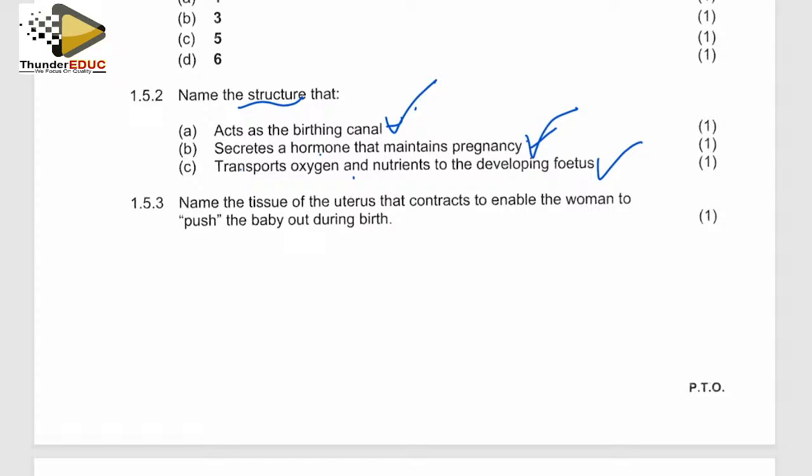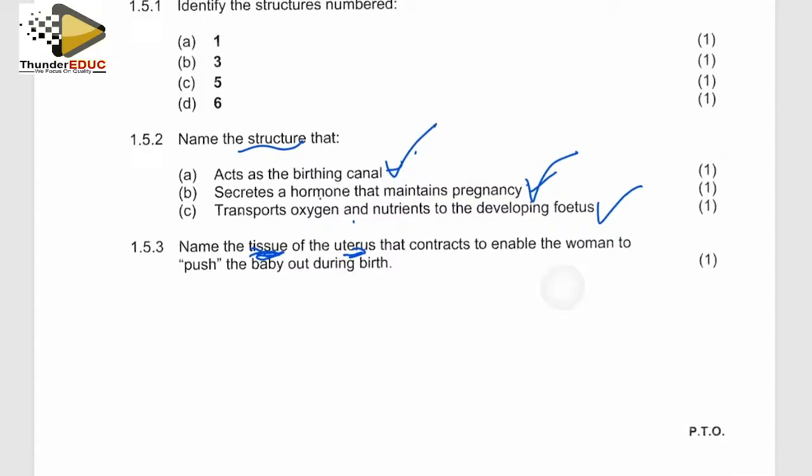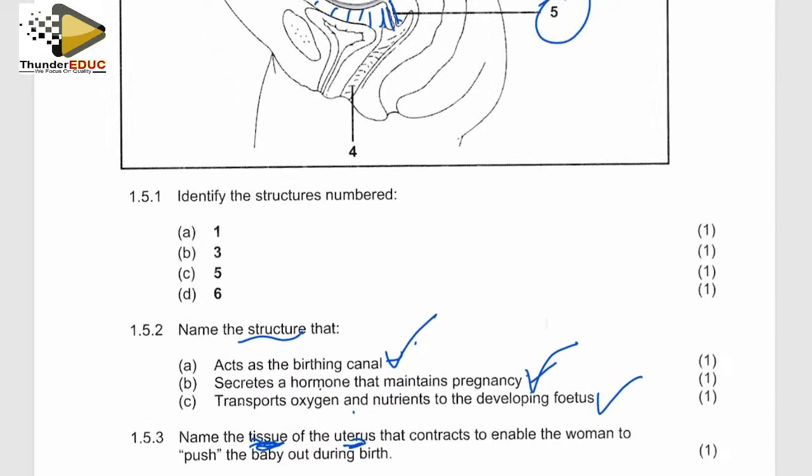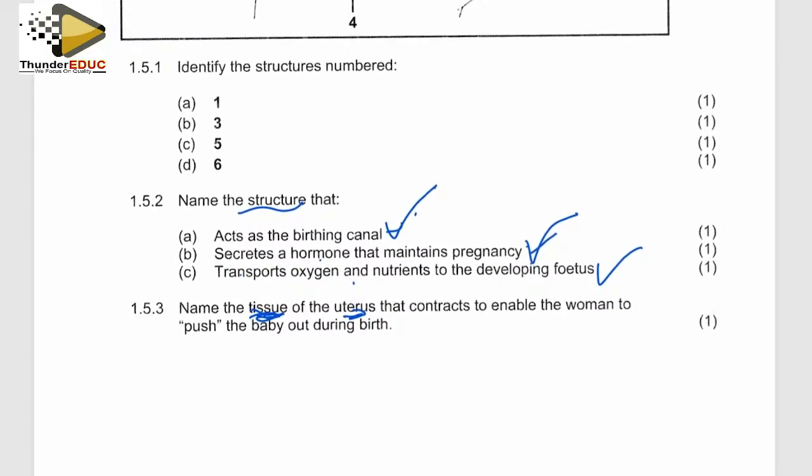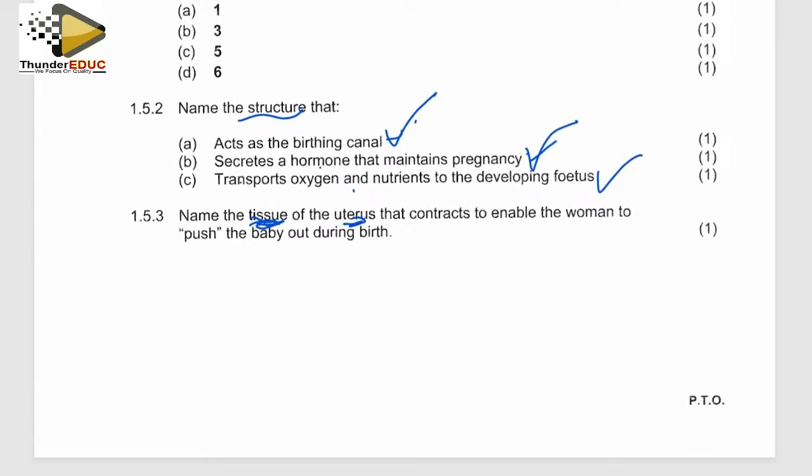Name the tissue of the uterus that contracts to enable the woman to push the baby out during birth. So name the tissue. They're saying the tissue of the uterus. So if they did not say the uterus, then it would have been the cervix, because it is the cervix which dilates and pushes. But because they're saying uterus, then automatically it is the endometrium, because the uterus is divided into 3.